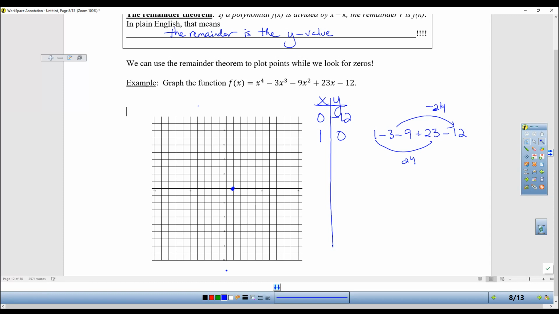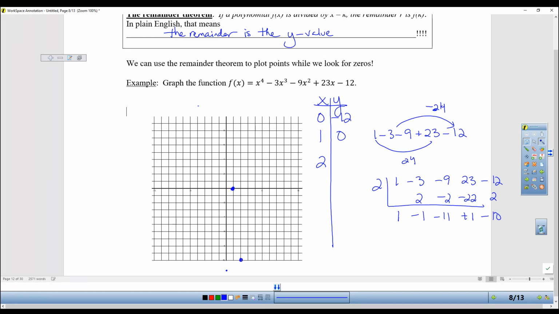But what if I wanted to plug in a 2? Ugh, now it's definitely getting harder, right? Now you might sit there and say, you know what? I am going to plug it in this way. 1, -3, -9, 23, and -12. So I can do this so much faster. 1, 2, -1, -2, -11, -22, +1, 2, -10. So at 2, I know it's right there.